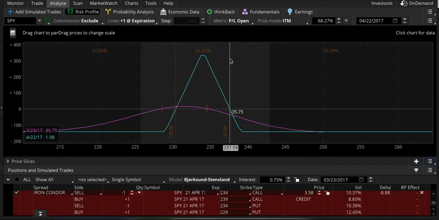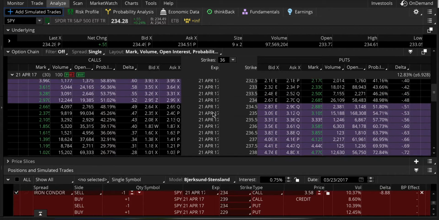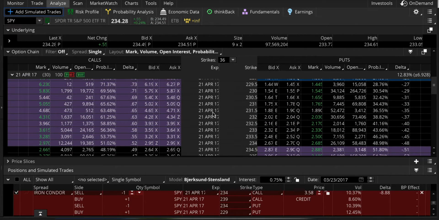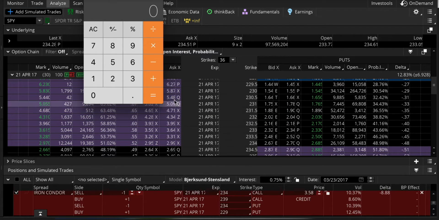So what if you don't believe this? Let me show you another way. You can go back to the options chain here, and we're going to calculate our break even. So this iron butterfly, it's $5 wide, and you're taking in 358. So your max loss on this is 142. So yeah, that's pretty good.